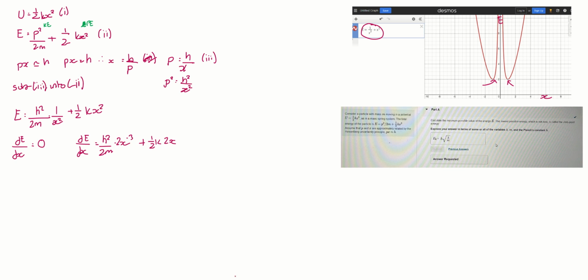So one of the things you notice is you can cancel out those 2's there, and those 2's there, and you're left with, hopefully, dE over dx equals, what have we got here? We've got h squared over m times, oops, not x, got to be careful here, it's not that at all, times 1 over x cubed.